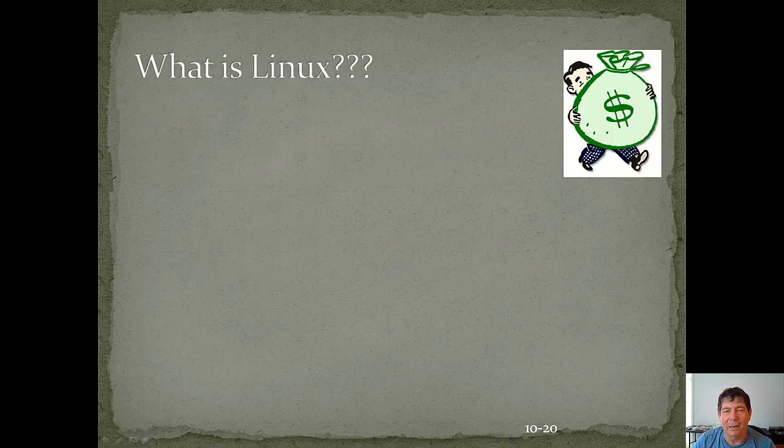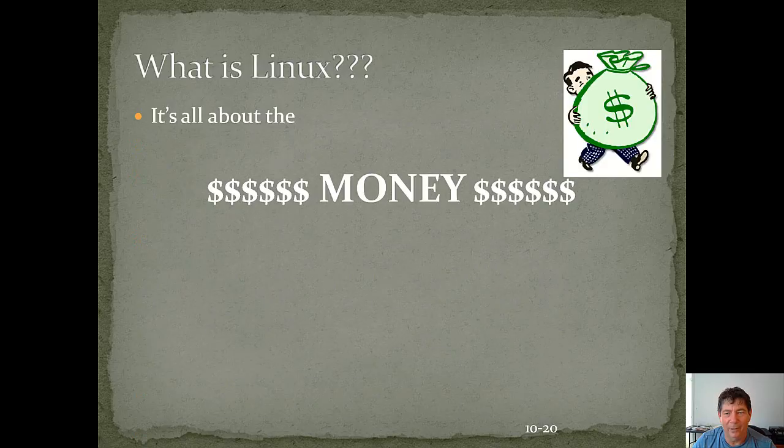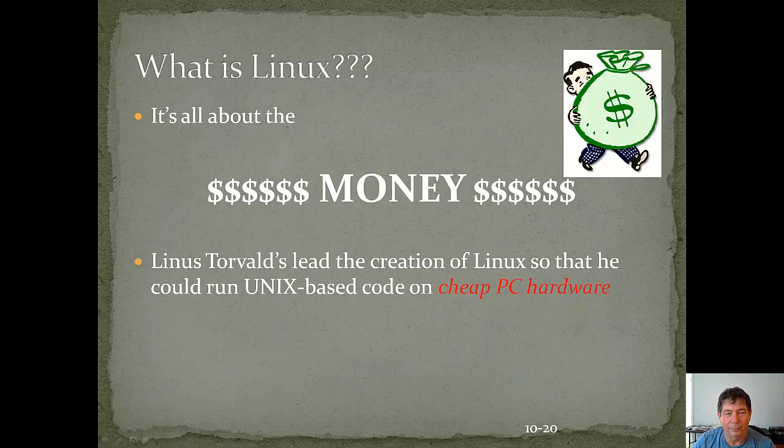So here you see a big bag of money. It's all about the money. Linus Torvalds led the creation of Linux so that he could run Unix-based code on cheap PC hardware. He basically single-handedly wrote the original version of Linux.